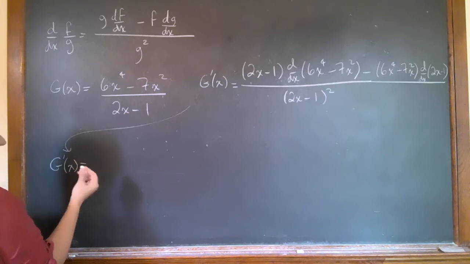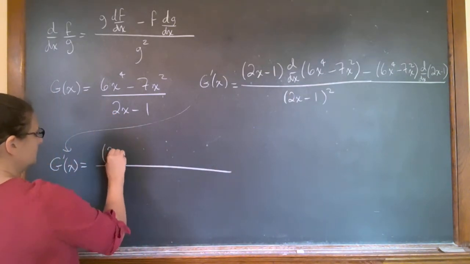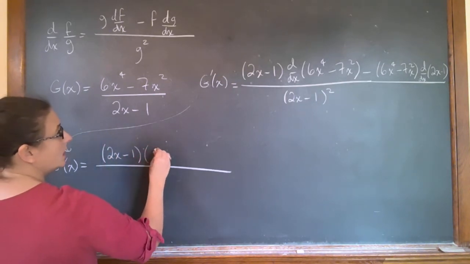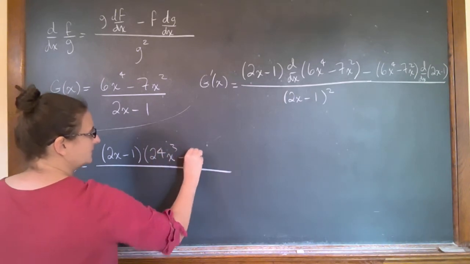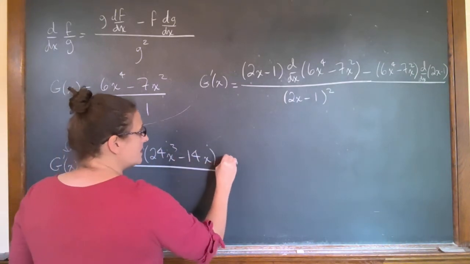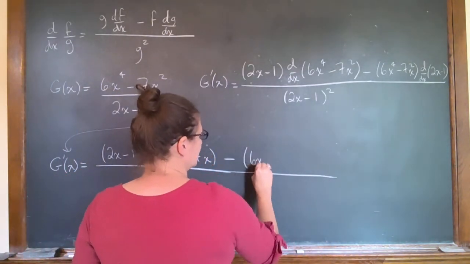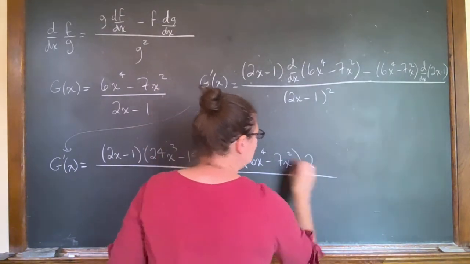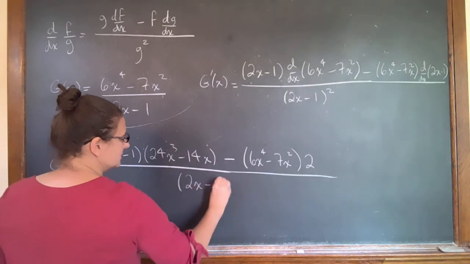So then taking it down to here, so I have space. I'm going to do 2x minus 1 times 24, then x cubed minus 14x, minus 6x to the 4 minus 7x squared times 2. And the bottom is 2x minus 1 squared.